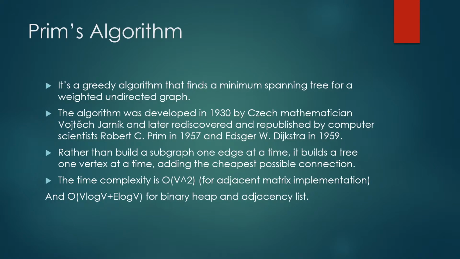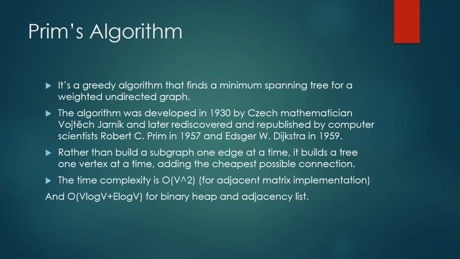Okay, so Prim's algorithm. It's a greedy algorithm that finds a minimum spanning tree for a weighted, undirected graph. It was first developed by a man named Wojtek Jarnik, but later it was rediscovered and republished by Prim and Dijkstra. Because of this, it goes by a couple different names. Sometimes it goes by Jarnik's algorithm, sometimes it goes by Prim and Dijkstra's algorithm, so that's worth noting.